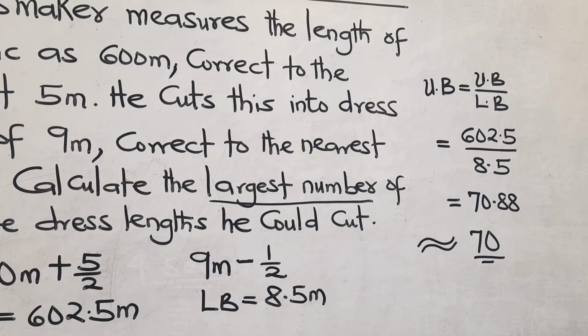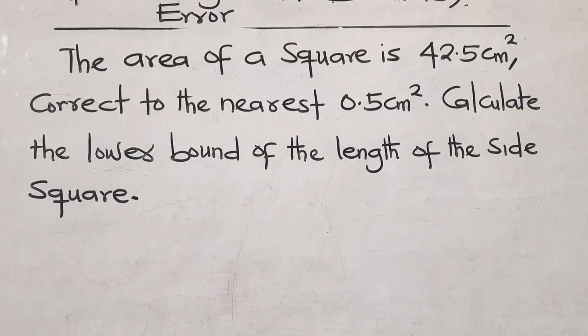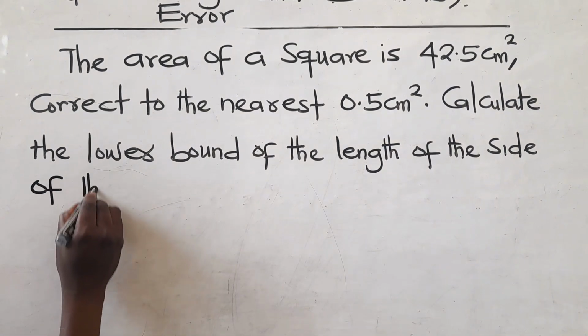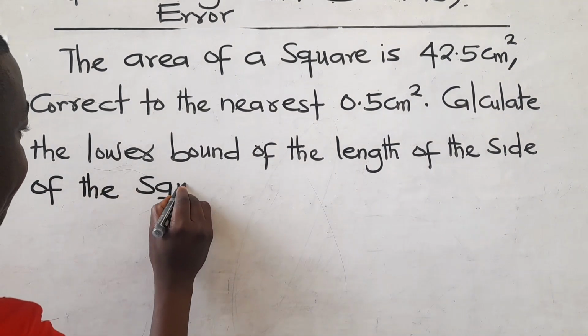Let's take another example, though an easier one. The question says the area of a square is 42.5 centimeters square, correct to the nearest 0.5 centimeters square. Calculate the lower bound of the length of the side of the square.